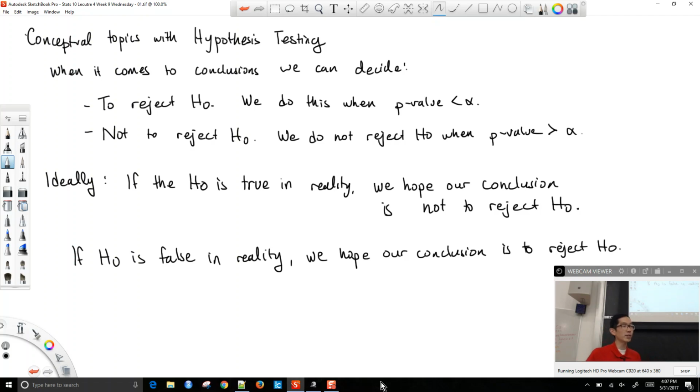On the other hand, if the truth is the bucket is 17% green, but our null hypothesis says, I think the bucket is 25% green. Okay, well, we hope that when we do our hypothesis test, at the end of the test, we say, I have reason to believe that the bucket is not 25% green, but is something else. And that would be the correct conclusion to make because the bucket is actually 17% green. That's what we want in the ideal scenario.